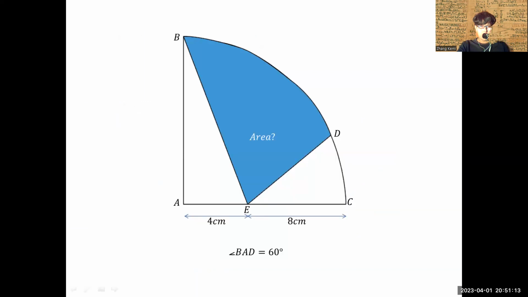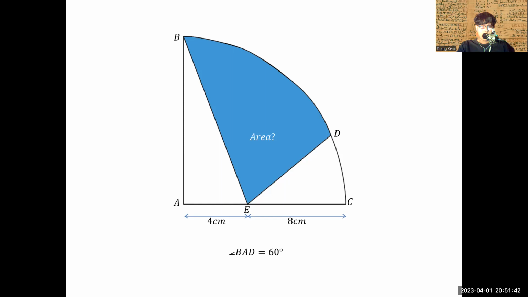Today's question is asking, what is the blue area inside this region? You are given that ABC is a quadrant, the length of AE is 4 cm, EC is 8 cm, and the angle BAD is 60 degrees. So what is the shaded area?